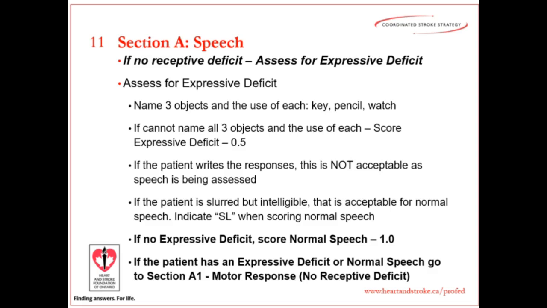If they cannot name all 3 objects and use each, they would score an expressive deficit and they would get a 0.5. Because here we are assessing speech, a written response is not accepted because we're really looking at assessing speech and not comprehension. If you find that during your assessment they're able to answer you, but they do have slurred speech, you would just put an SL beside the score. Okay? If you find that they have no expressive deficit, they would score normal speech and they would get a 1.0.